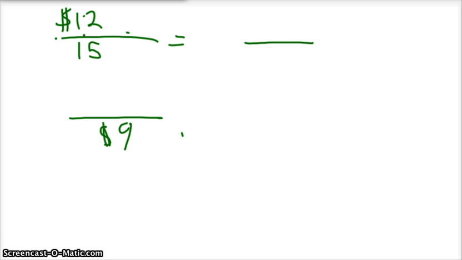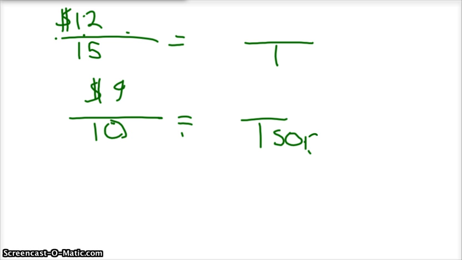Here we have $9, and that gets you 10 songs. The reason I got it mixed up is that if we had the dollars on the bottom, it would be per dollar: how many songs per dollar? But we want to figure out one song and how much that's going to cost. So our song is going to be on the bottom for both of them, because that's what we're trying to find. And we're trying to see which website offers a cheaper price per song.